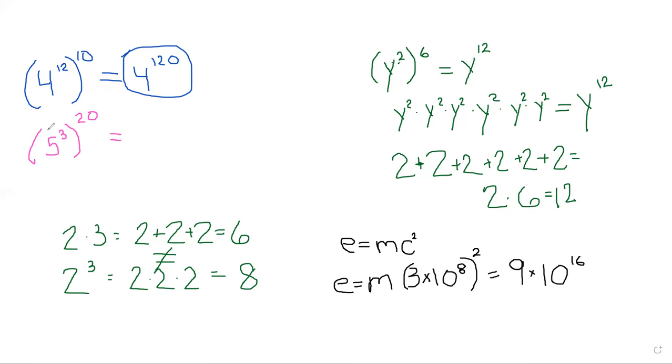Okay. So we have 5 to the 3rd power raised to the 20th power. That is going to be 5 to the what? Okay, so let's look at this. We have 3 times 20 is 60. So 5 to the 60th power, which again is an extraordinarily large number. We're not gonna math that one out either.